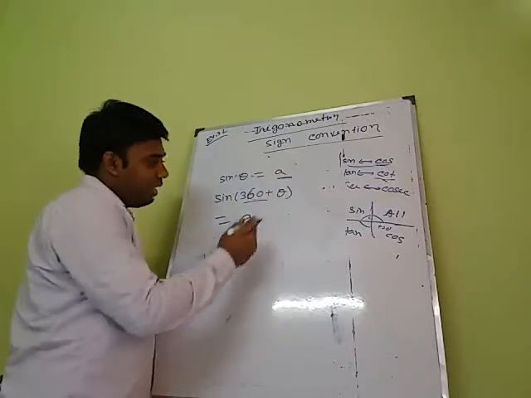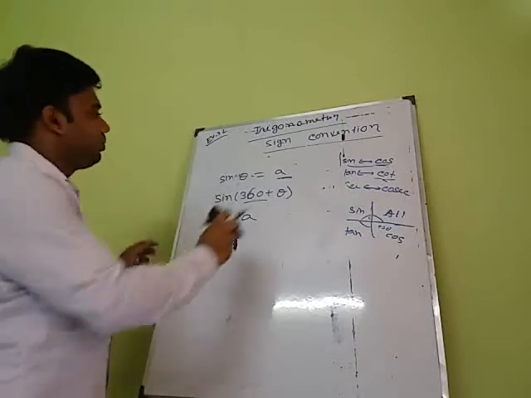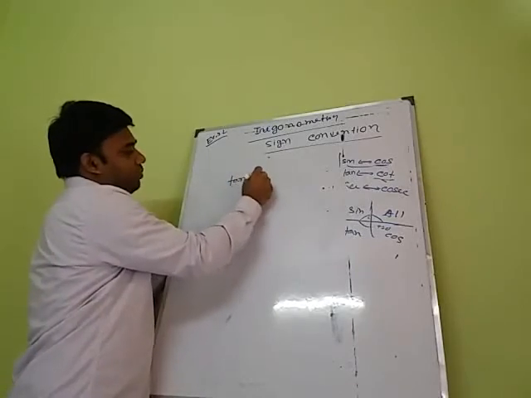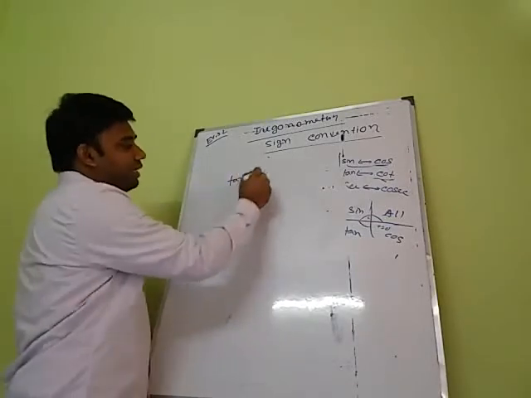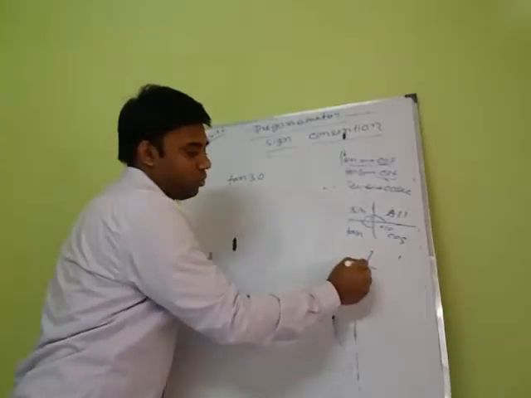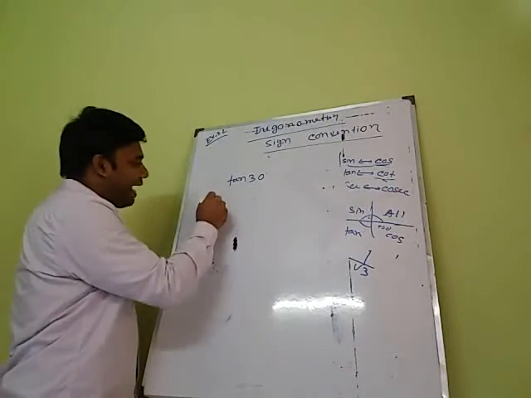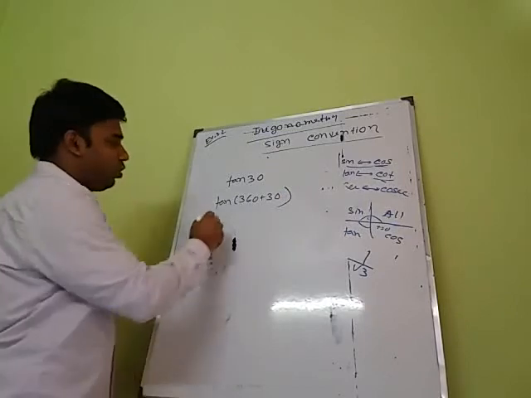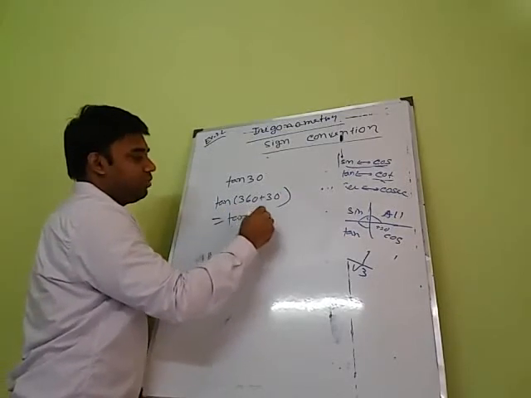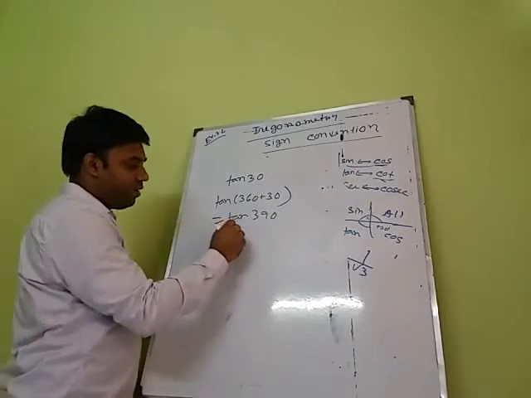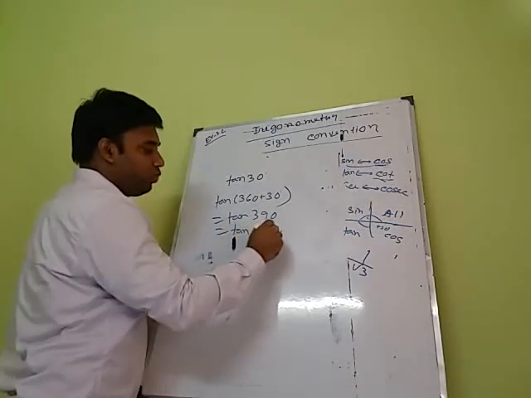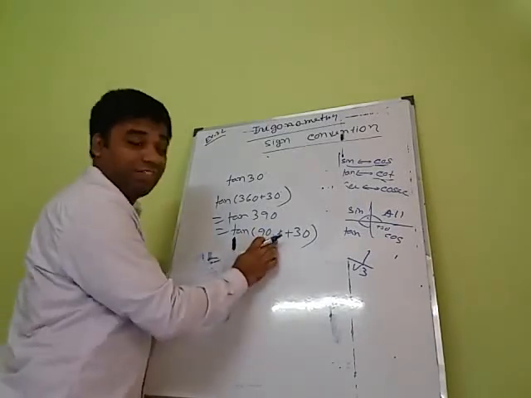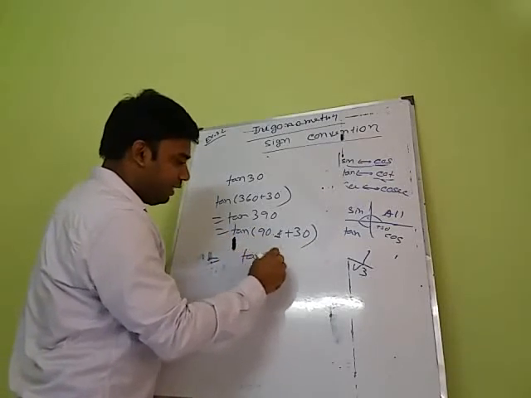Okay. Let us check whether it is true or false. Tan 30 degree. What will be the value of tan 30 degree? We know that it is 1 by root 3. Now add here 360. So what will be the tan of 390? Now tan of 90 into 4 plus 30. 4 means an even number, so tan will remain the same, that is tan 30.